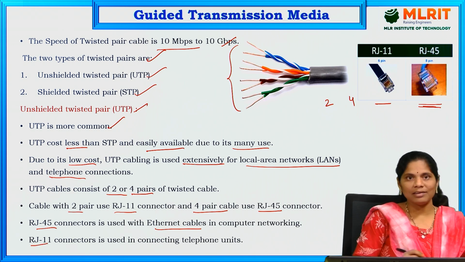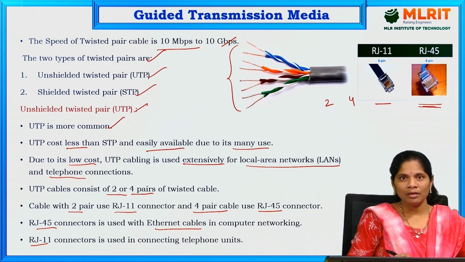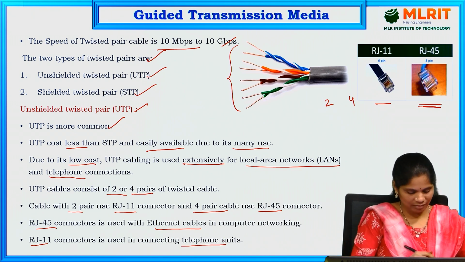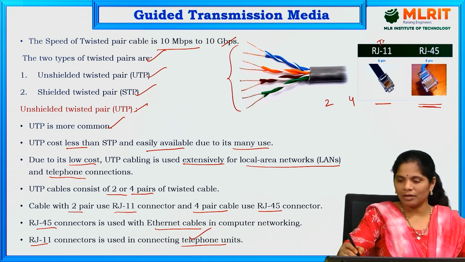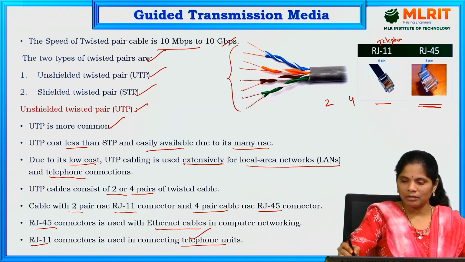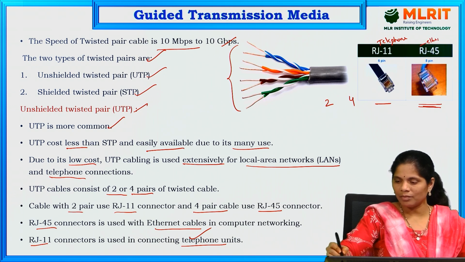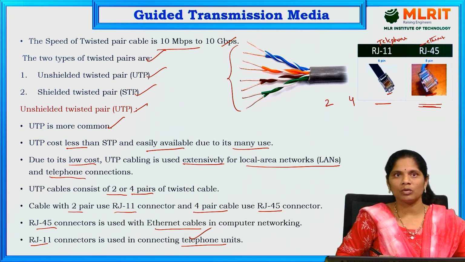And next, the RJ11 connector is mainly used for connecting telephone units. For connecting a telephone, this RJ11 is for telephone. And next one, RJ45 is for Ethernet cables. Number of people have seen it in real life. This is the Ethernet cable connection, and this wire is the telephone connection. We are going to use these unshielded twisted pair cables.